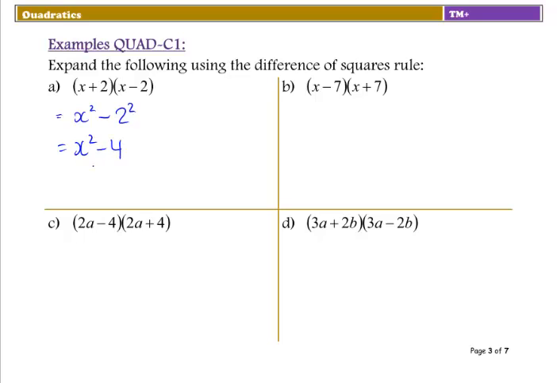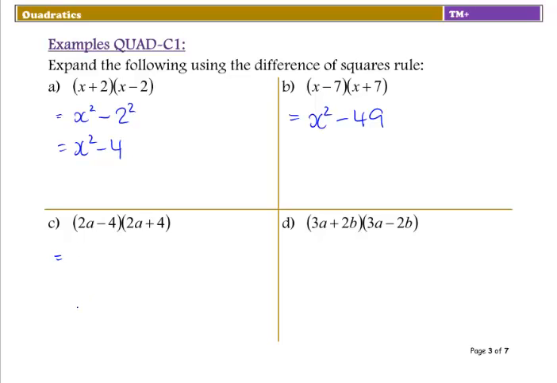Okay. My next one, x minus 7, x plus 7. I have the same brackets with a difference of a minus and a plus. So my first term is x, x squared. My second term is 7, 7 squared is 49.